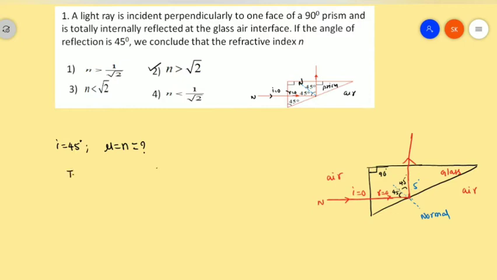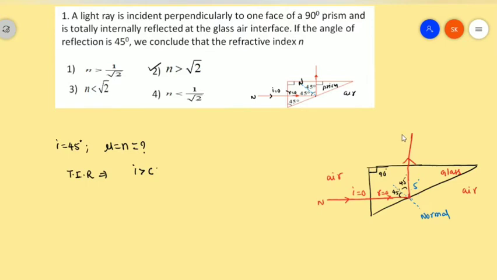The total internal reflection condition is that the angle of incidence should be greater than the critical angle. We have to take that condition here. If the angle of incidence is greater than the critical angle, then total internal reflection occurs. The light ray will not enter into the air. This light ray is incident like this, it will not enter into the air, it will be reflected back. Then we can write it like this.